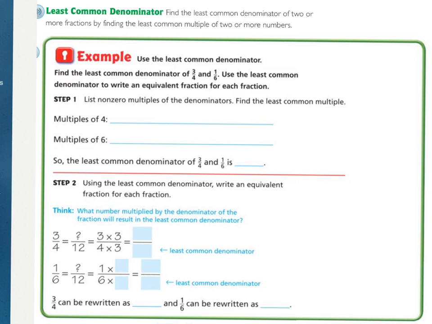So step 1 is to list multiples. I want you to list at least 6 for the 4 and 6 for the 6. Press pause and write your list.